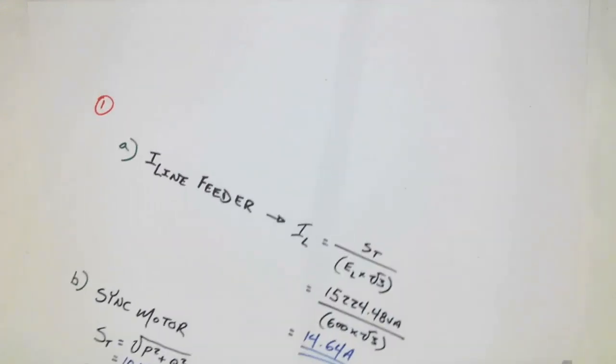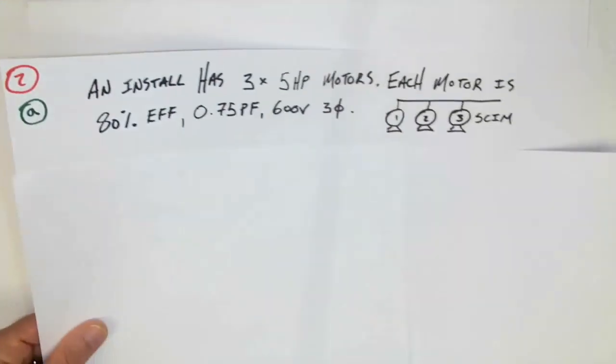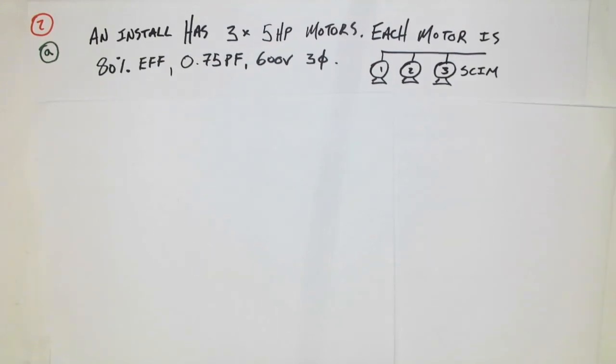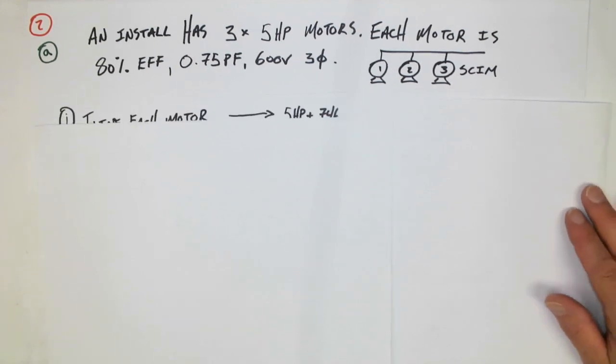All right, well, let's take a look at another example. And the second example is going to have us taking a motor and replacing it. So here's my second example. An install has 3 5-horsepower motors. Each motor is 80% efficient, 0.75 power factor, 600 volt, 3-phase. They're all skims.